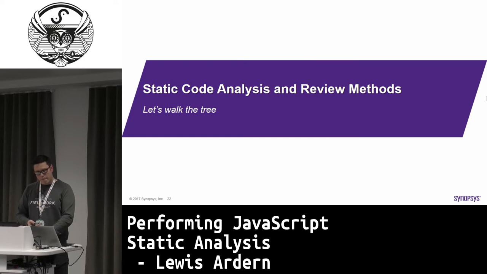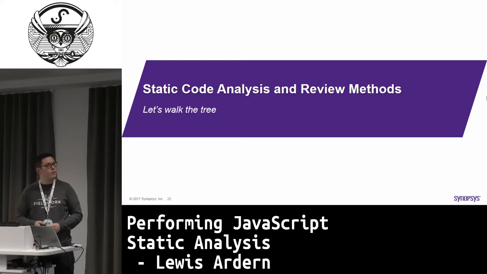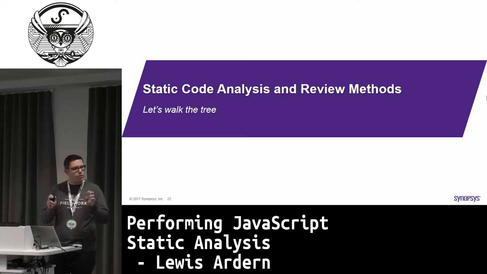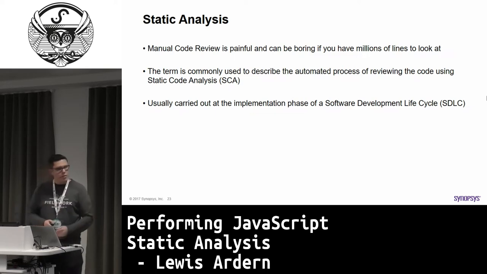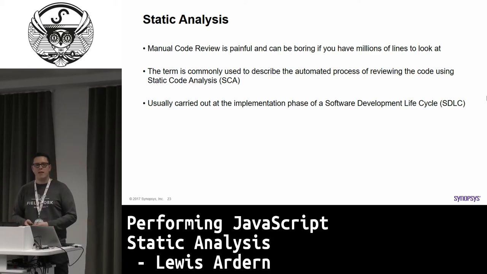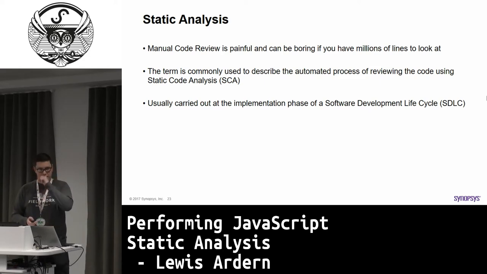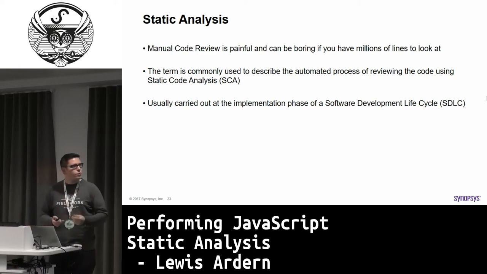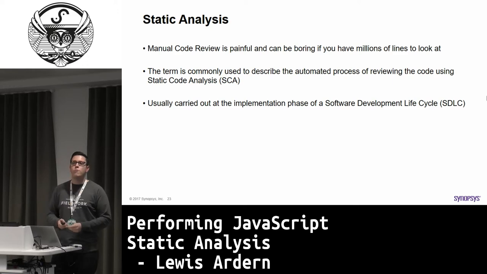So now I want to talk quickly about static code analysis and review methods. Let's talk about the concept of walking the tree. When we think about manual code review, it's quite a boring process. There's sometimes millions and millions of lines of code to look at, maybe not in the JavaScript sense, but definitely in legacy applications. And the whole point of static analysis is to basically automate the process of code review.